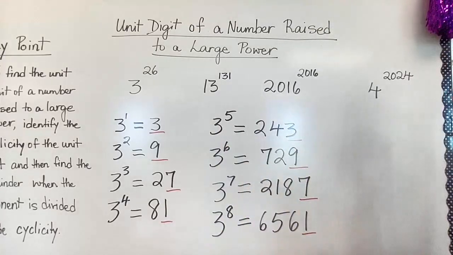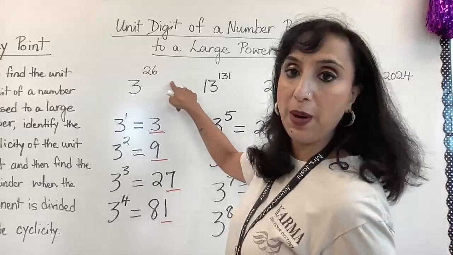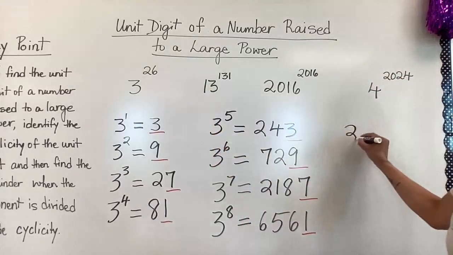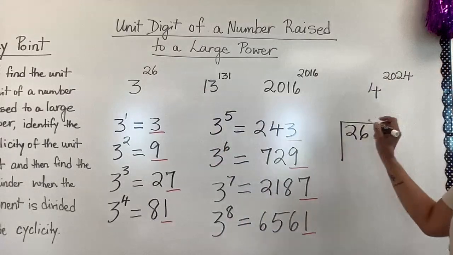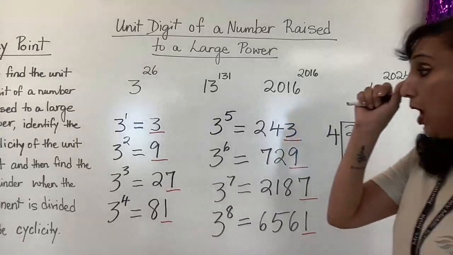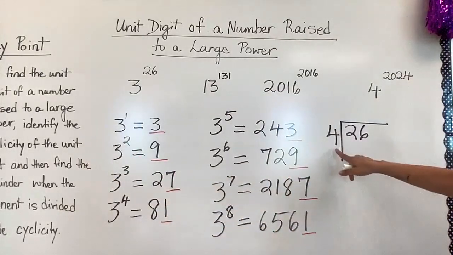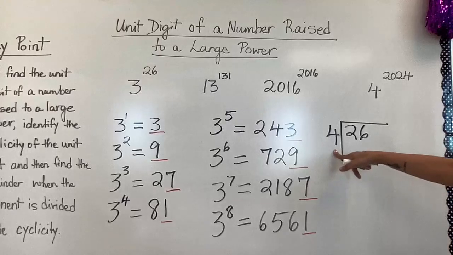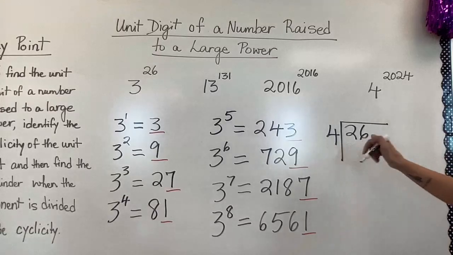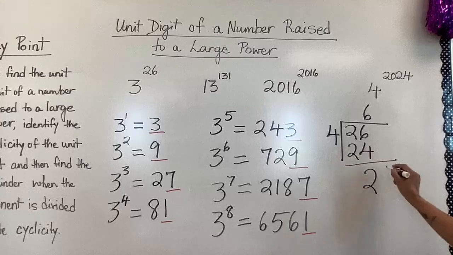So all that we do in this case, because we know that the digits are continuing in that pattern, is take 26, which is my exponent, and divide it by the cycle of 4. Then you're going to find the remainder, and that's what we were talking about. So 4 times what? 4 times 6 is going to give me 24. What is my remainder? 2.